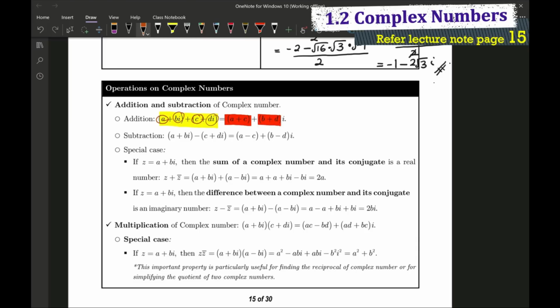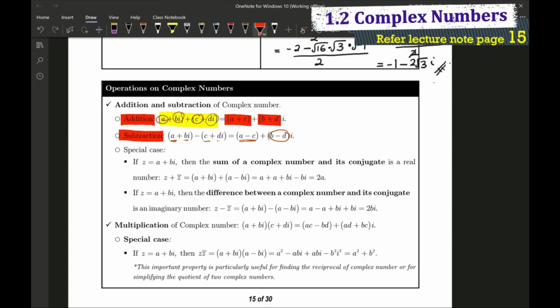And we do the same thing with subtraction. We subtract the real parts separately from the imaginary parts. So it's very simple for addition and subtraction. For addition and subtraction, we separately add or subtract the real part and the imaginary part, so we get a new complex number.